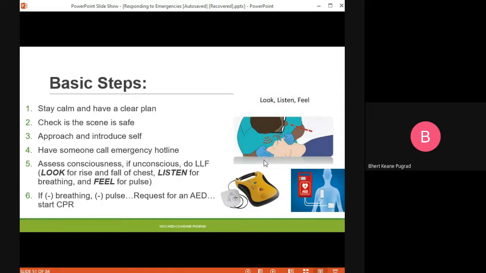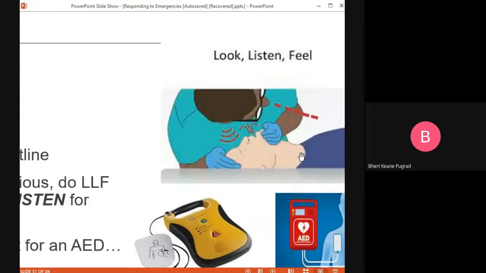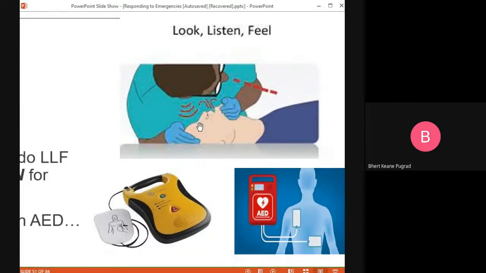Okay? How do you feel for the pulse? Okay? Usually, ang pinapalpate natin dito is the patient's carotid artery. Okay? Saan ba located ang carotid artery? Dito sa neck. Okay? Dito sa neck portion, okay, of the patient.